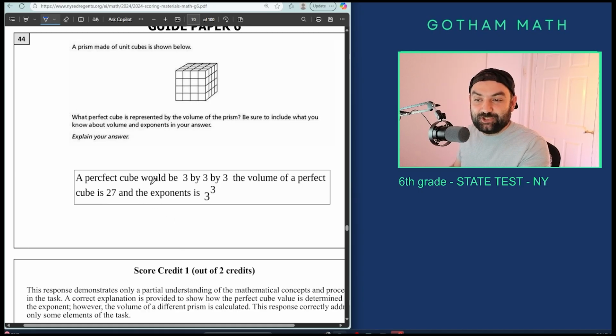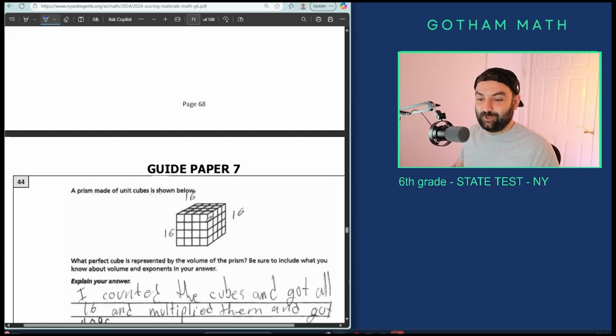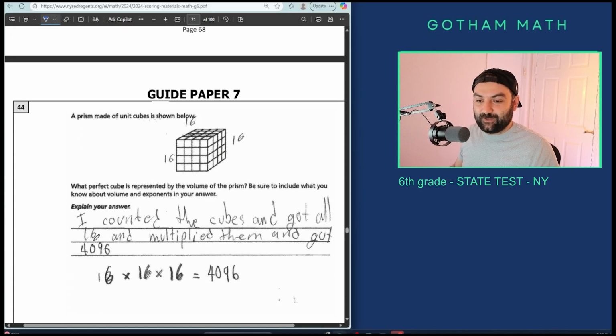Because this explanation has nothing to do with that question. Nothing. Literally almost 0. Because it's not about that particular cube. It's the wrong volume. I don't know. 1? Really? Wow. That's way too generous. Okay. What is this? Well, let's see.